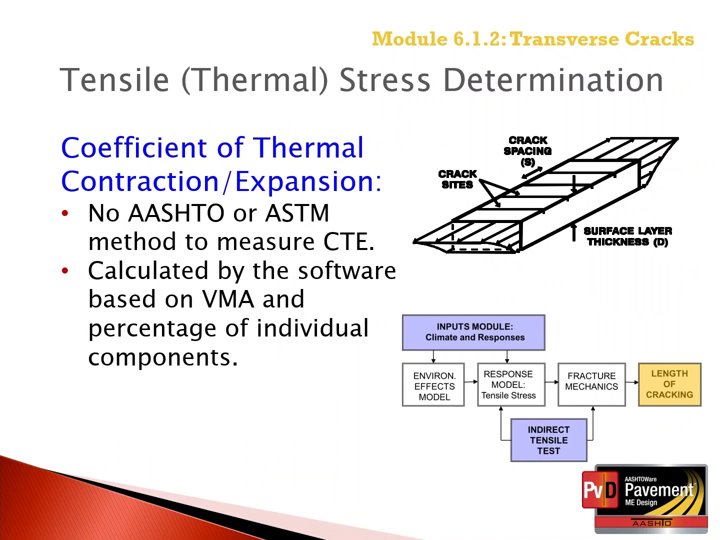The coefficient of thermal expansion and contraction is calculated by the software because there is no ASTM or AASHTO test standard for measuring the coefficient of thermal expansion or contraction. The calculated thermal expansion contraction was used for the global calibration process. The coefficient of thermal expansion contraction is calculated from the volumetric properties of the wearing surface, which will be illustrated on the next slide.